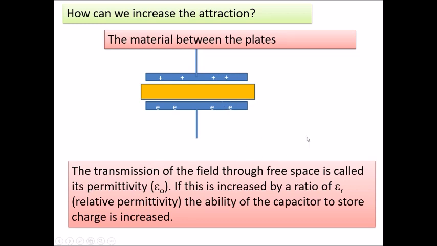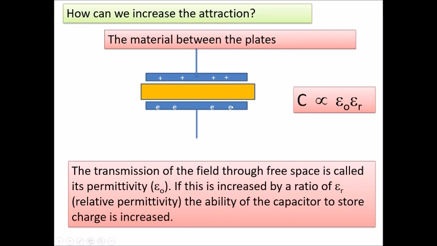So how well an electric field gets through free space is normally called the permittivity of free space. Hopefully you've come across this number in electric fields, and we can increase it by a relative permittivity, which is just a ratio. This number you'll know is 8.85 times 10 to the minus 12, but the relative permittivity just says how good the material is, how many times better it is than free space. So that number might be like 2 or 5 or 10, to say it's 10 times better than empty space at transmitting the field.